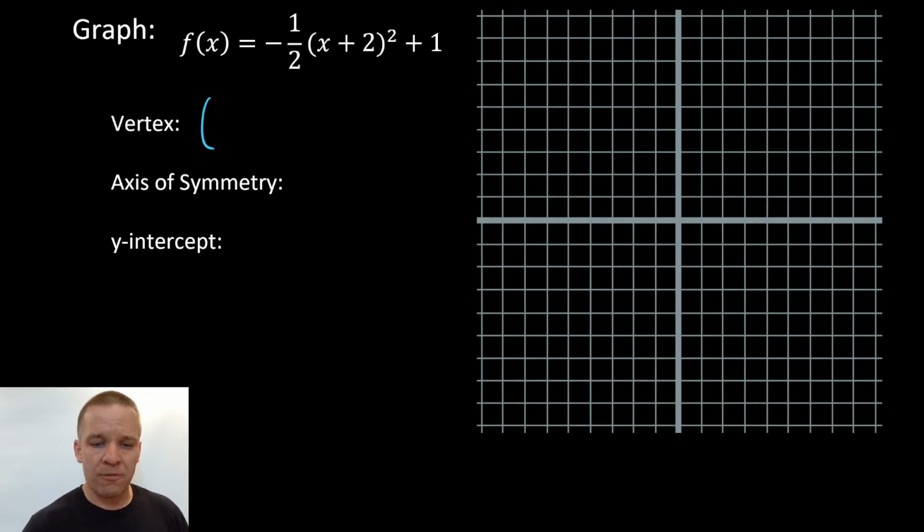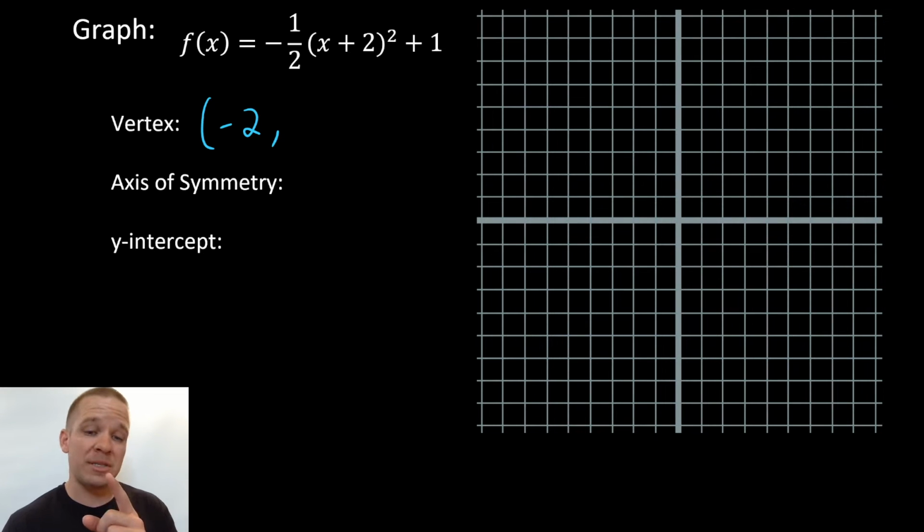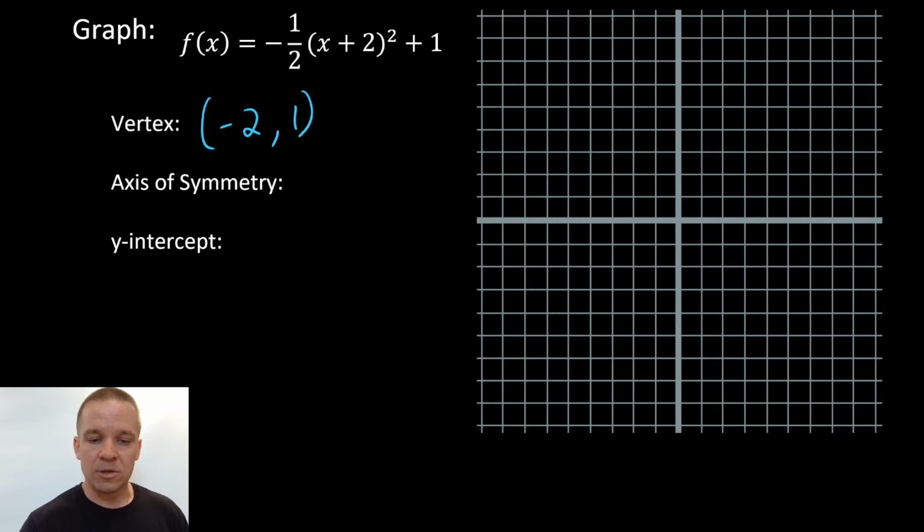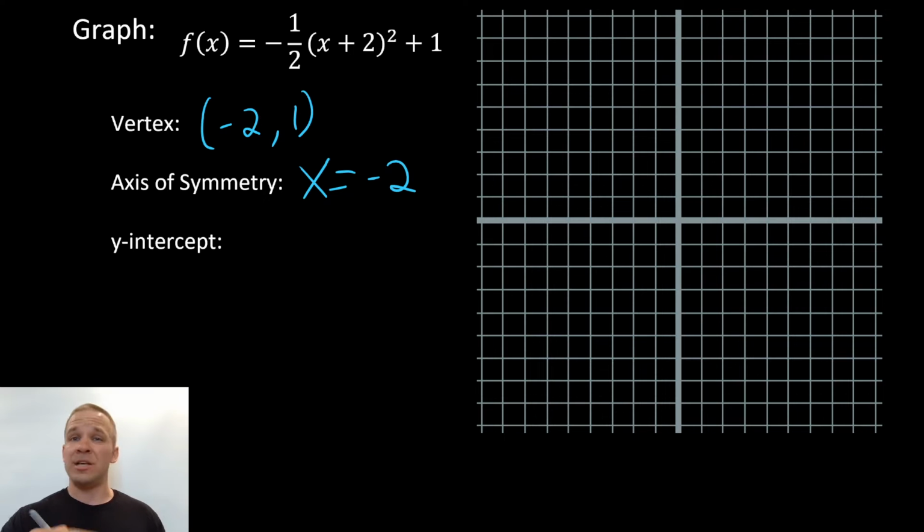So I'm going to have, let's see here, -2, right? It's the opposite of what we see inside the parentheses there because it's x minus h, so it changes that sign. And then since it's plus k, it is what it is. So it's +1. Now my axis of symmetry is going to be that x coordinate, but as an equation of a vertical line, so x equals -2.